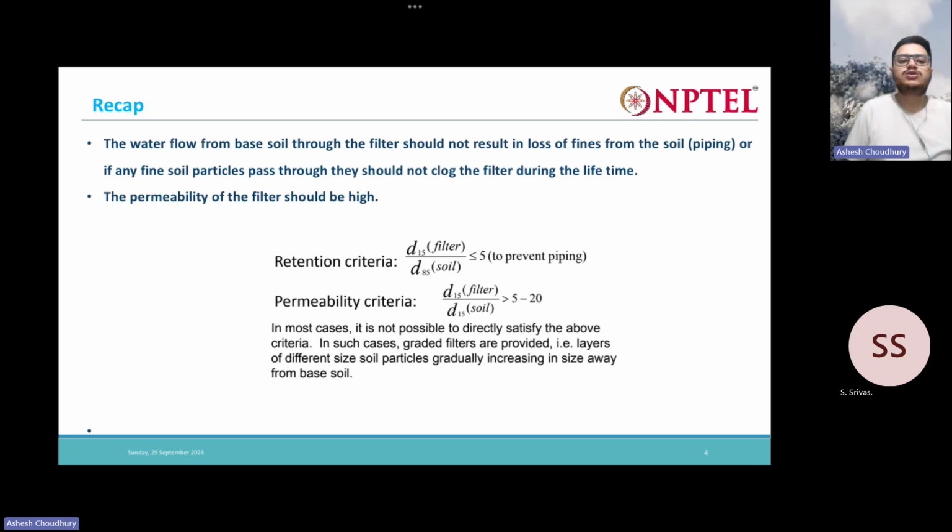Now these two criteria we can actually represent in terms of some quantitative numbers, and those criteria are called the retention criteria and the permeability criteria. Retention means you have to retain the soil, you do not allow the soil to pass through it. And the permeability criteria is that you are allowing easy passage of water through. So there are various criteria. The permeability of the filter should be high, right? So one is the retention criteria, given here to prevent piping. Another is the permeability criteria.